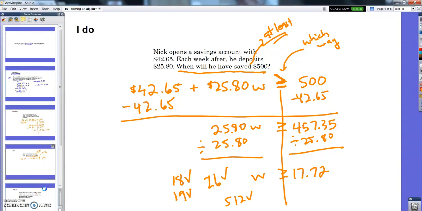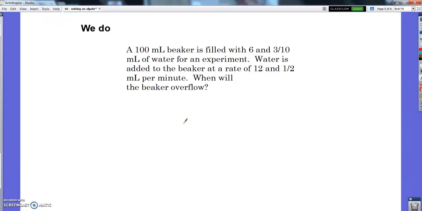Open your notebook up. And let's talk through this example that we did. This is another problem we've been solving as an equation, but really probably should have been an inequality. Right? We have that 100 milliliter beaker filled with 6 3/10 milliliters of water. Water is added to the beaker at a rate of 12.5 milliliters per minute. When will the beaker overflow? How many minutes will the beaker overflow? Because once it overflows, if you keep adding water, it's going to keep overflowing. So it's okay to say, well, really, it's not an exact number. It's anything past that number.